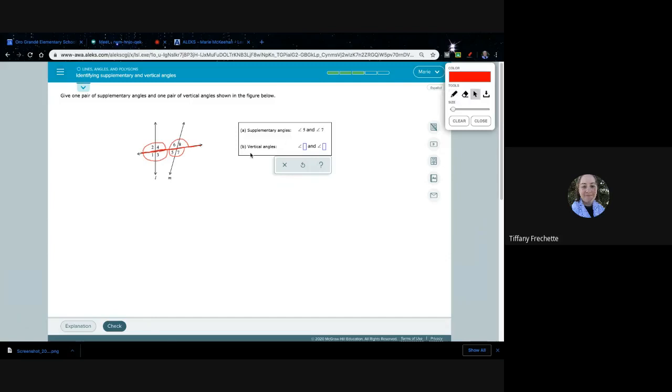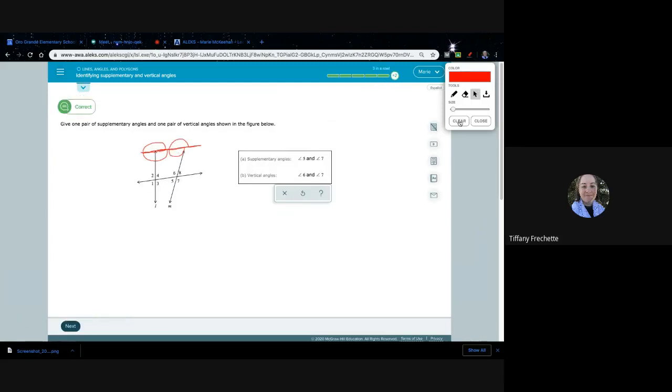All right, for vertical angles, again, we're just going to go across a vertex. So I can go 2 and 3, 4 and 1, 5 and 8, 6 and 7. So there's 4 different options on this one. So I'm just going to go with 6 and 7. Why not? That's the last one I said. All right, we finished another one. Yay.